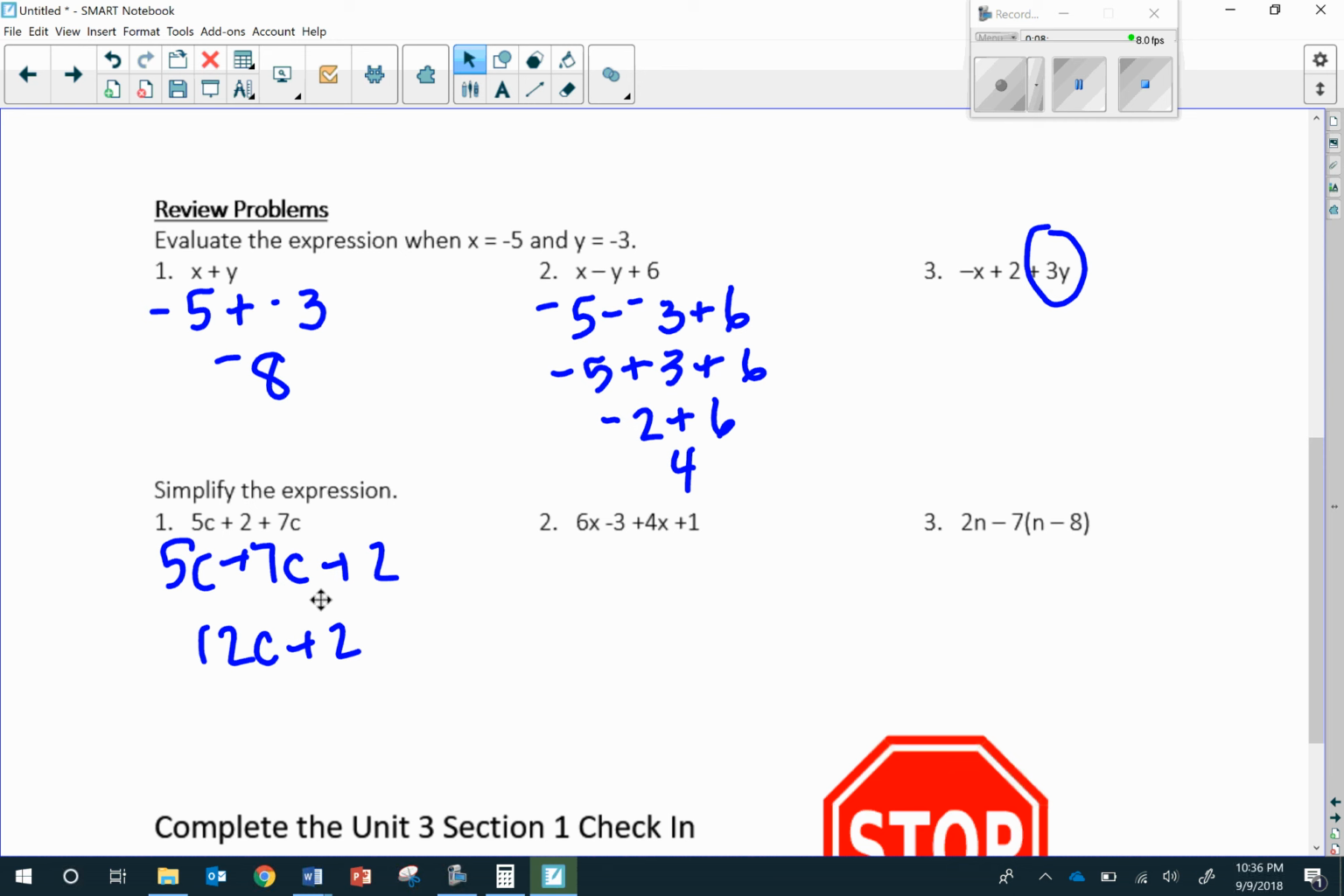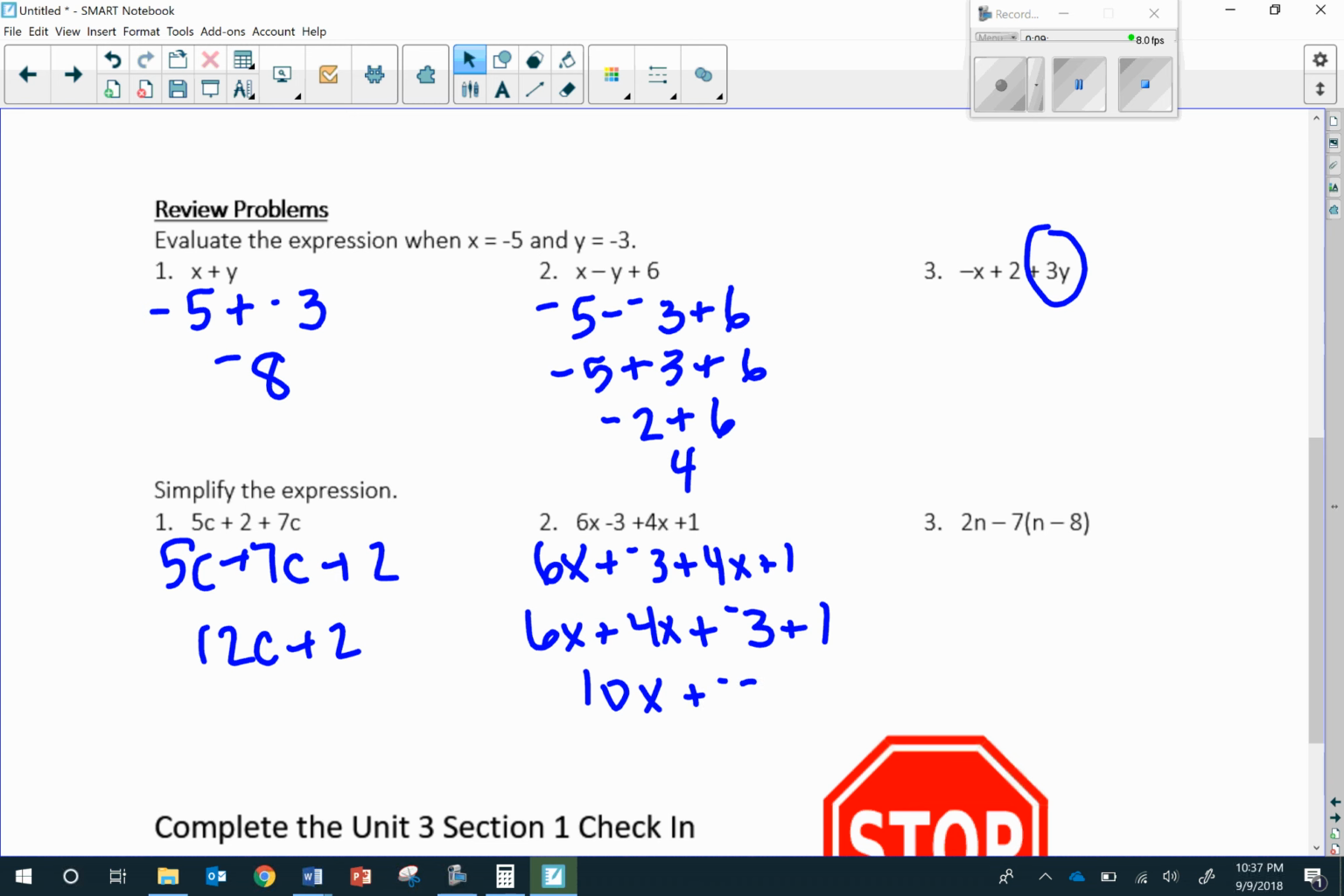Number 2, before we do anything, we're going to rewrite this with everything in addition. So this will be 6x plus -3 plus 4x plus 1. We then have 6x plus 4x plus -3 plus 1. We have 10x plus -3 plus 1. This is in fact 10x plus -2, or 10x minus 2. Those are the same thing there.